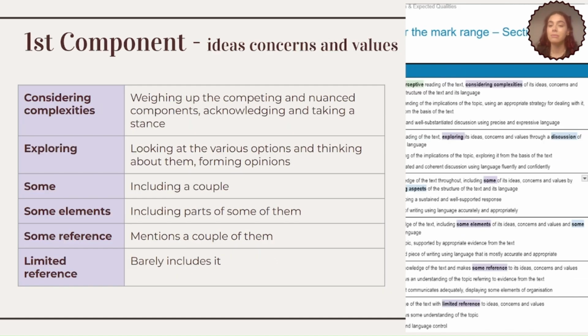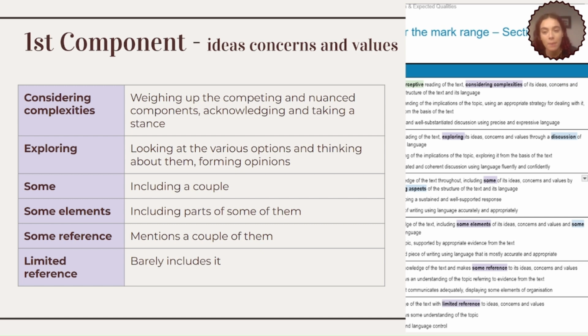All right. Second aspect to the first component. So this is the understanding the text, ideas, concerns, and values. So considering the complexities, this is you weighing up, right? So you're getting all these mixed messages from a text because nothing is ever 100% taking us in one direction, right? There are conflicting things going on. We're wading through the waters trying to work out what they're trying to tell us.